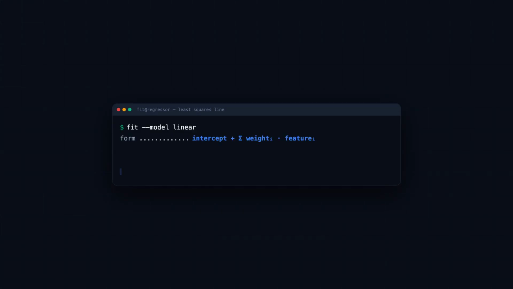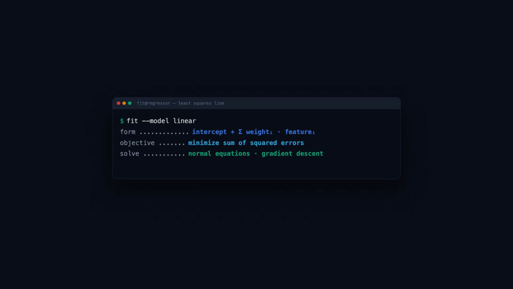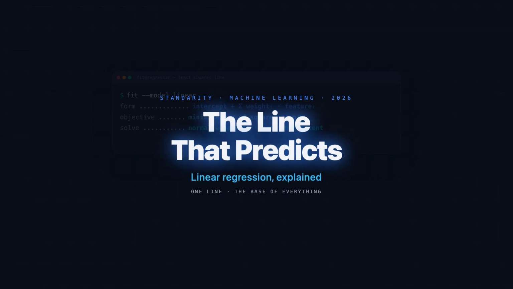Picture a scatter of dots on a chart, house sizes running along the bottom and prices climbing up the side. Your job is to draw one straight line that captures the trend as tightly as possible. That single line is linear regression, the oldest and simplest predictive model there is, and almost everything fancier in machine learning is really just an elaboration of it. Master this one clean idea, and a huge chunk of the field suddenly clicks into place.